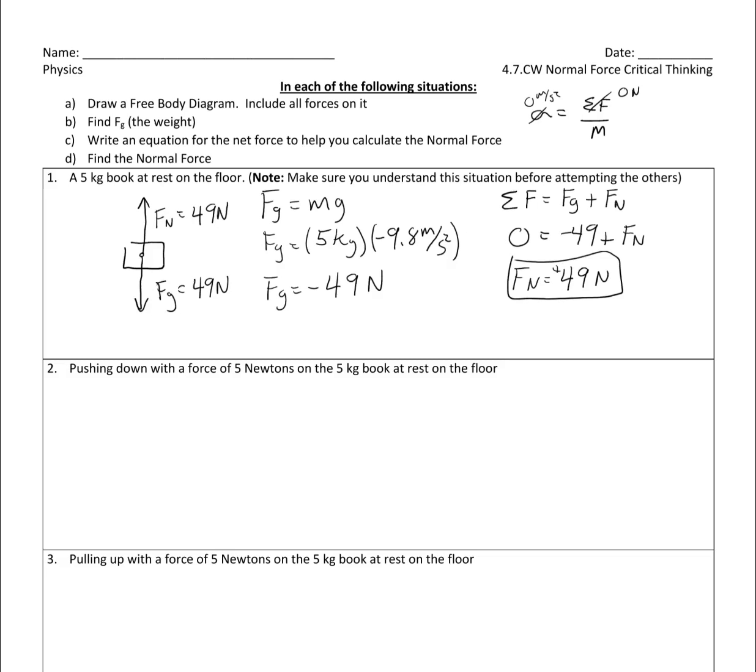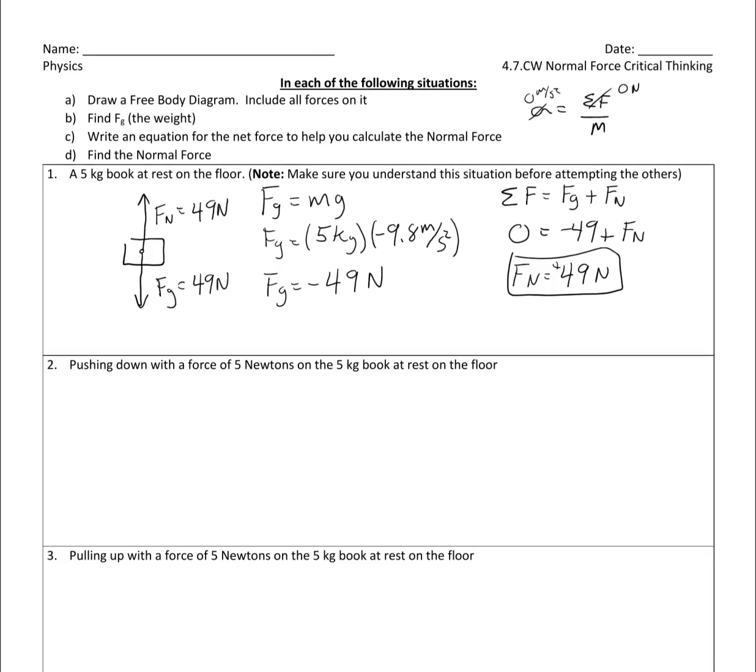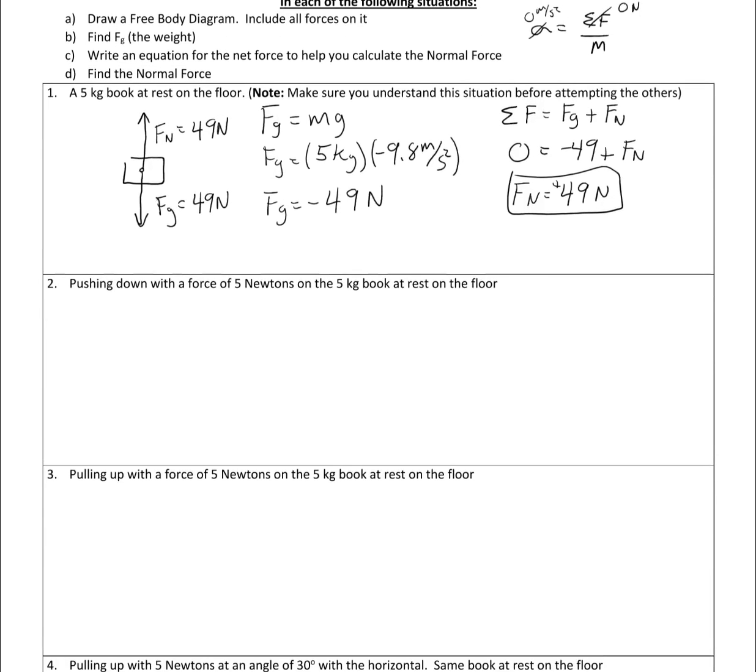Okay, very good. Number two, a little trickier. We want to do the same process, though. You're pushing down with a force of 5 newtons on the 5 kilogram book at rest on the floor. So here's the book. Here's the weight of the book. What other forces are acting on this? Now you're pushing down with a force of 5 newtons.